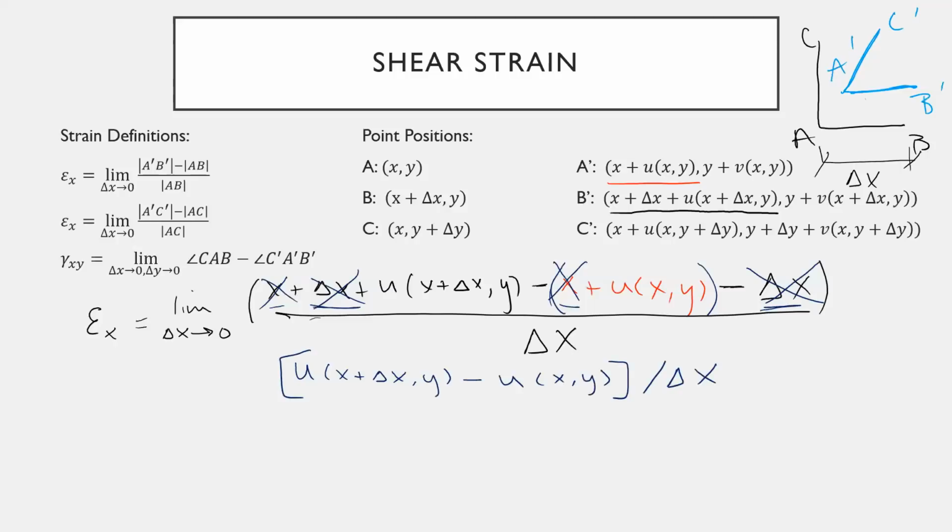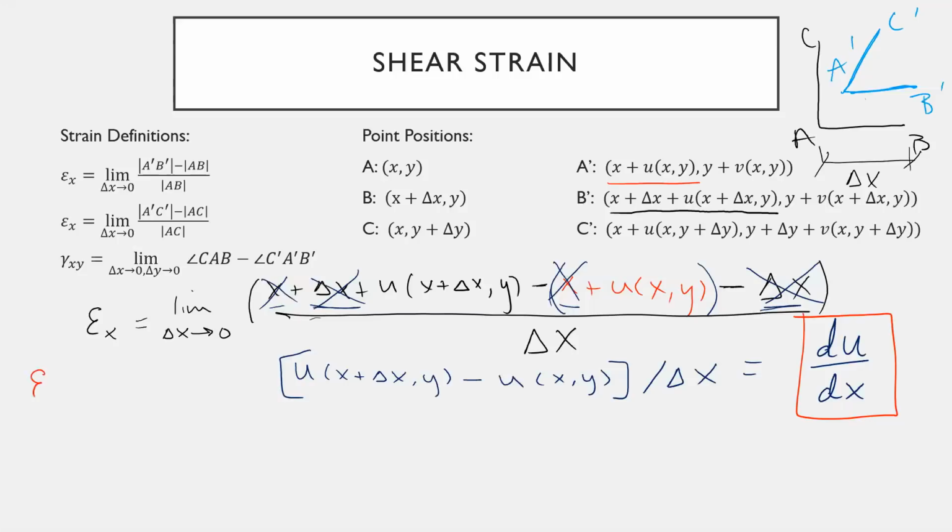And if we're taking the limit as delta x goes to 0, we essentially have the change in u as we move a distance of delta x. And so that becomes the derivative, right? That becomes the derivative of u with respect to x. So that means if you know that equation u, you can compute the strain in the x direction at any point, the exact strain in the x direction, not just the average strain, but the exact strain.